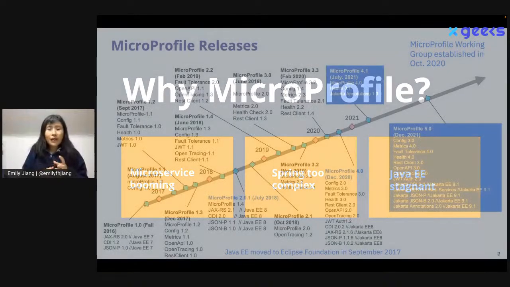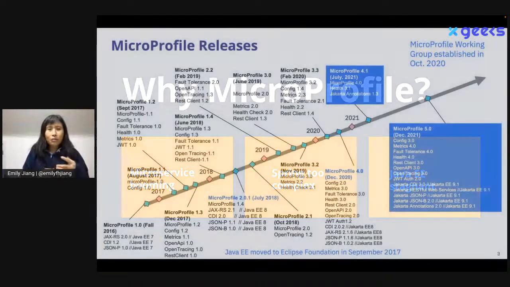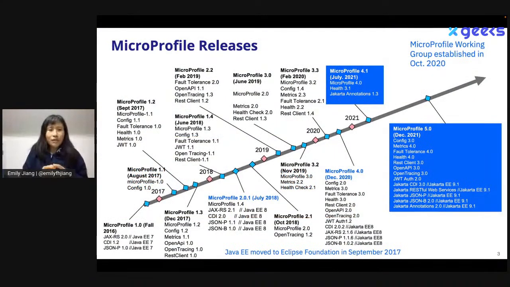So with those requirements and problems, back in 2016, a few companies, including IBM, Red Hat, Payara, Tomitribe, and others, got together and created a new community called MicroProfile. The first MicroProfile release was in fall 2016.